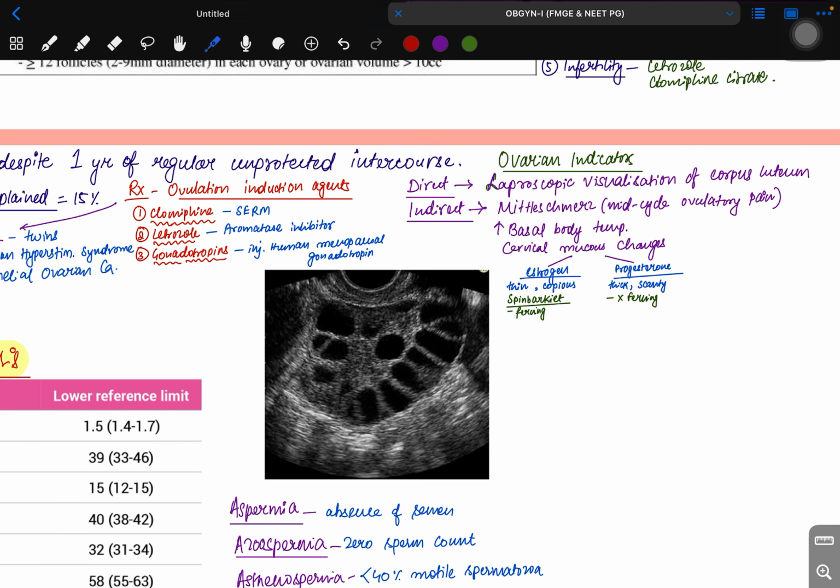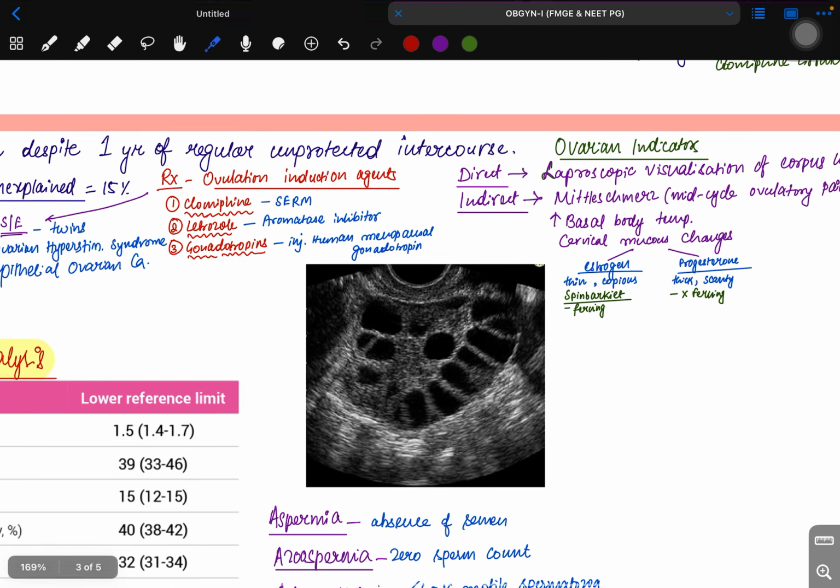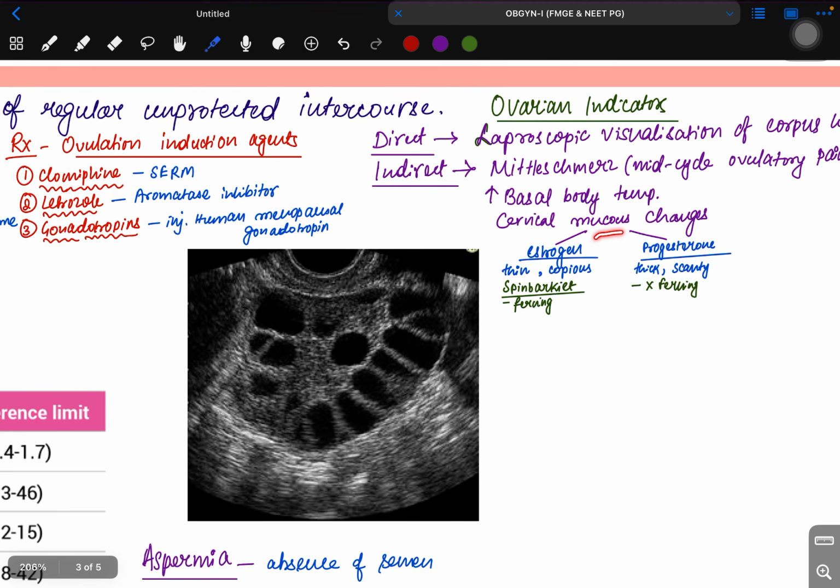Also, the increase in basal body temperature or cervical mucus changes. So what will be the changes due to estrogen? We will find the cervical mucus will be thin and copious. The spinnbarkeit phenomenon will be present, and there will be ferning. Whereas in progesterone, there can be thick and scanty cervical mucus, and there is no ferning present.